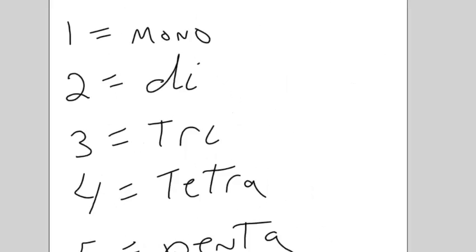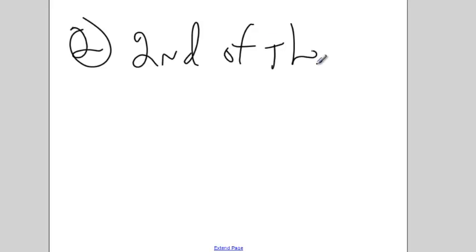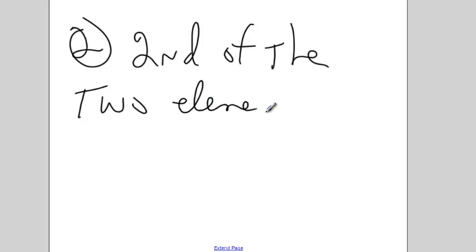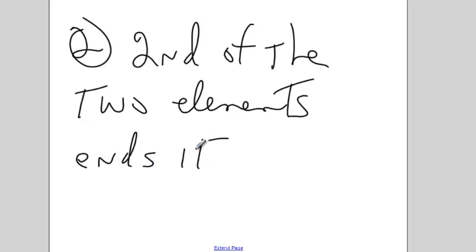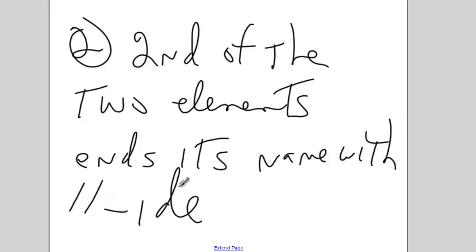Rule number 2. Rule number 2 is the second of the two elements, and everyone we're talking about here is only two nonmetals, remember. The second of the two elements ends its name with IDE.